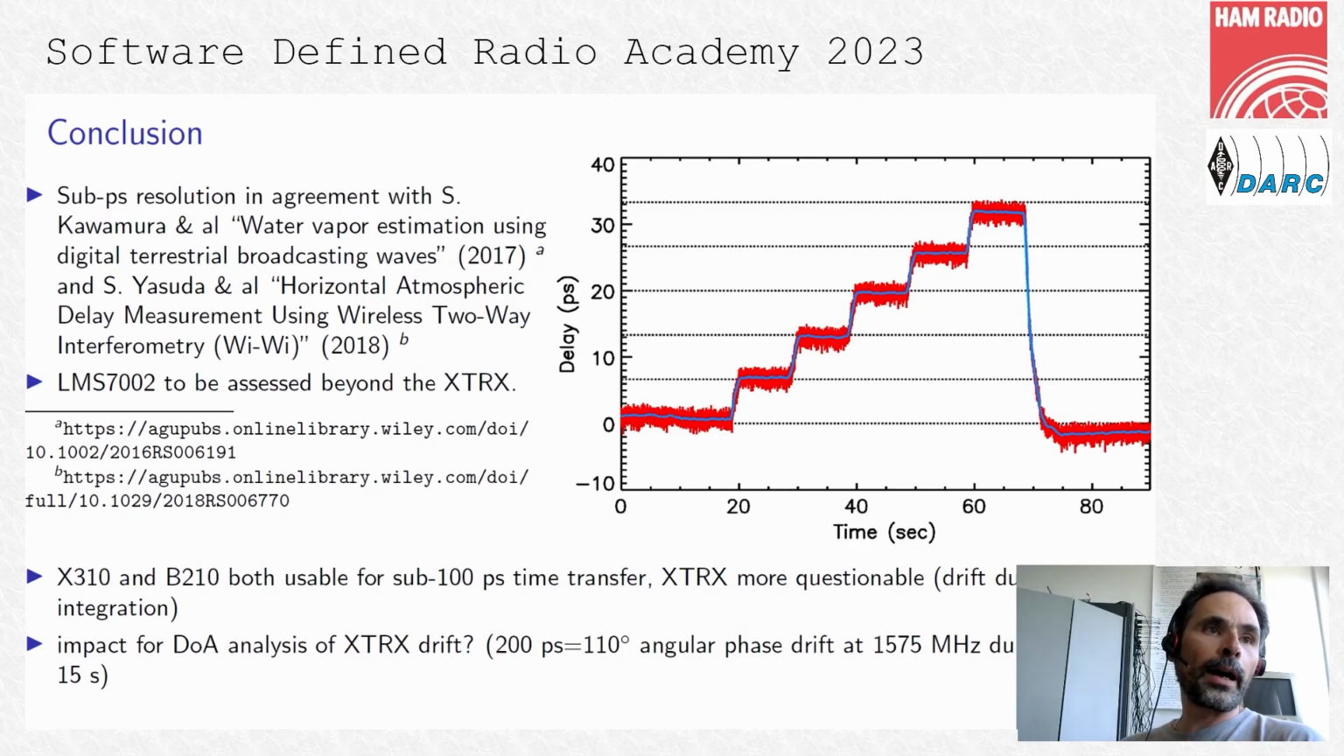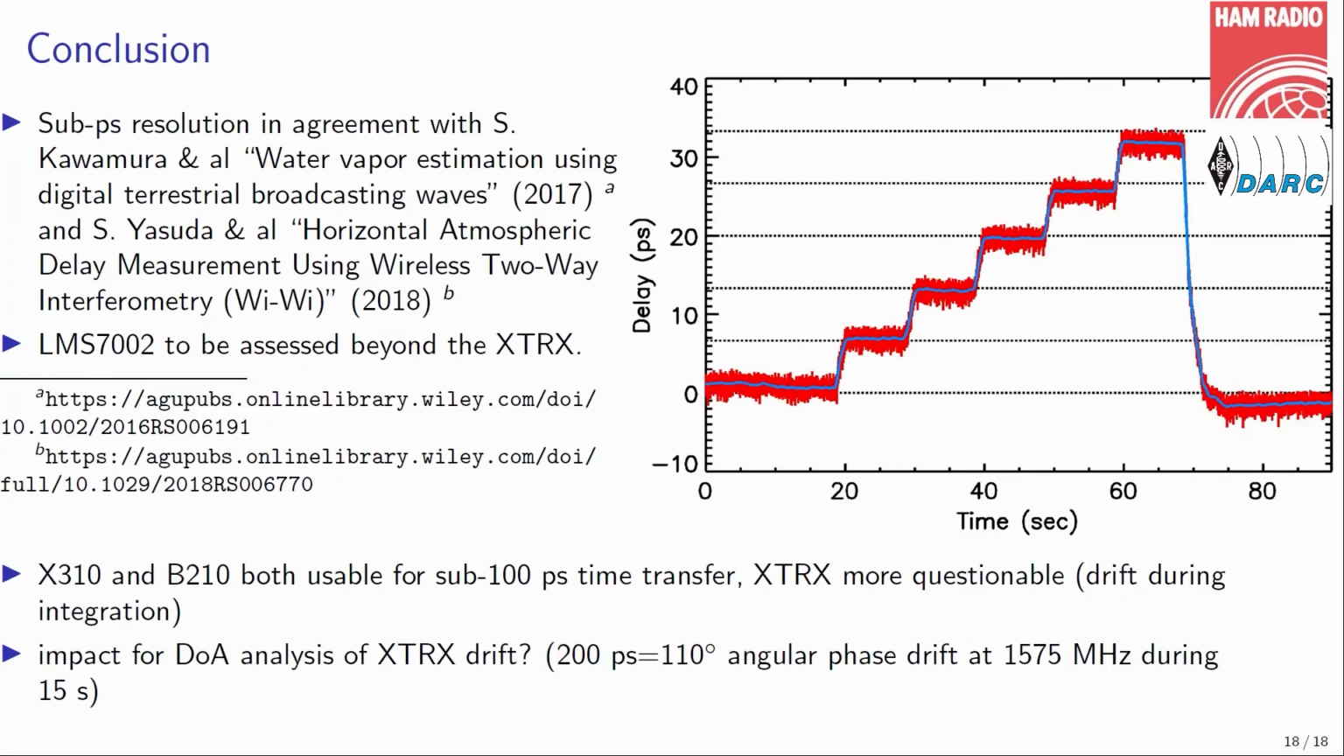Now, as usual, it's when you finish this work that you start reading the literature, and on the top left, you will find two papers published by NICT in Tokyo, where they actually did some wireless interferometry measurement for fine time of flight measurement. They actually measure humidity using this. And what you see is they calibrated the N210, which is quite close to the X310, and they did find sub-picosecond standard deviation with 10 picosecond time delay resolution, which is in close agreement with our result as presented in this paper.